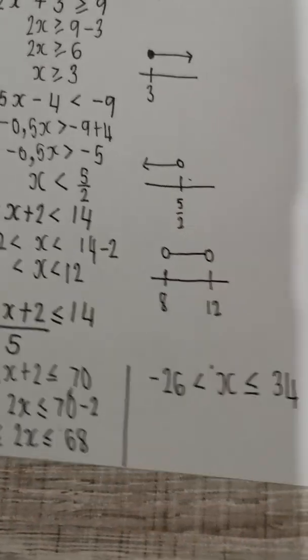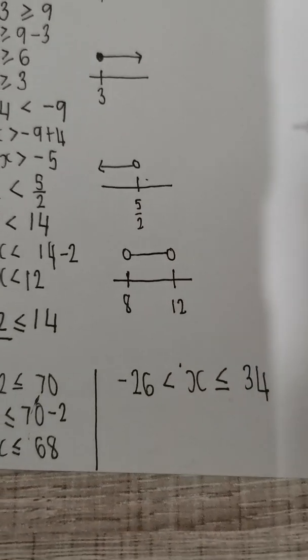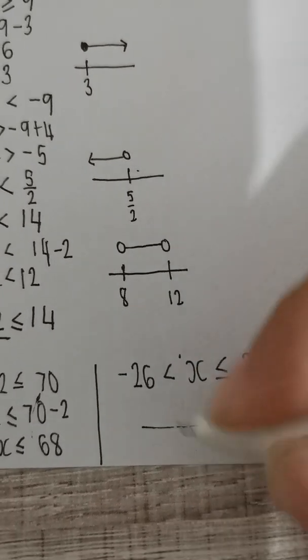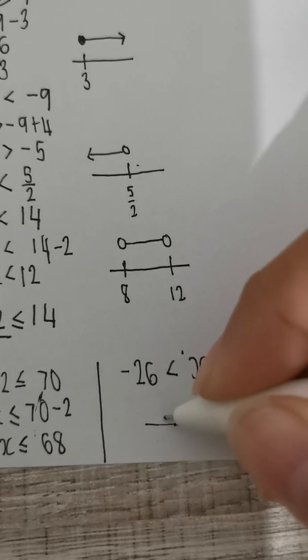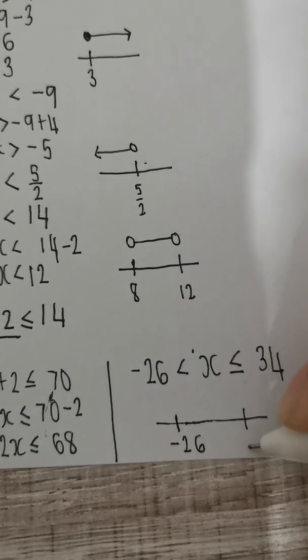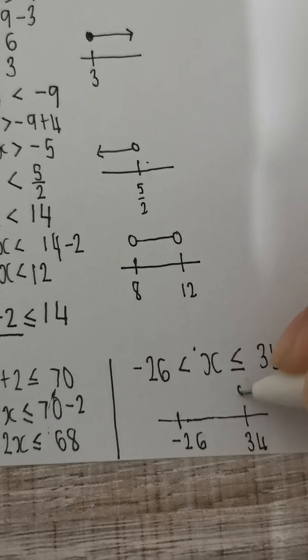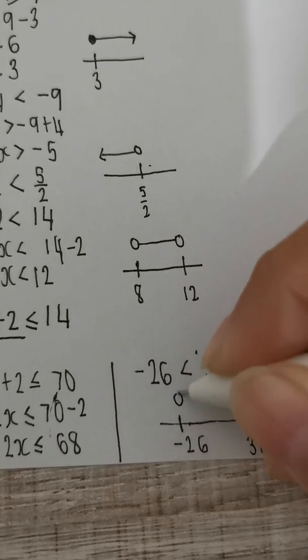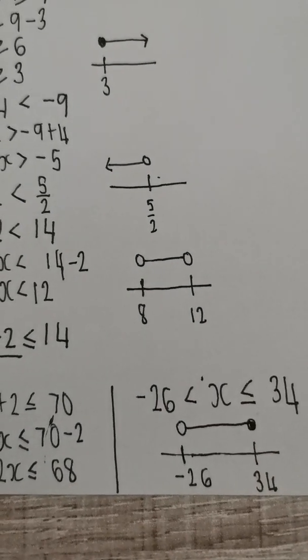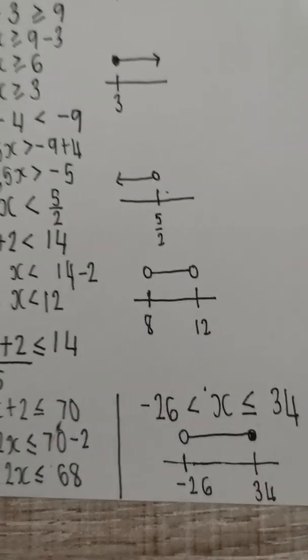Okay, and the last one says between negative 26 and 34. 34 is included, 26 is not included. And that's what it would look like on the number line if you wanted to do it, okay? And we're done.